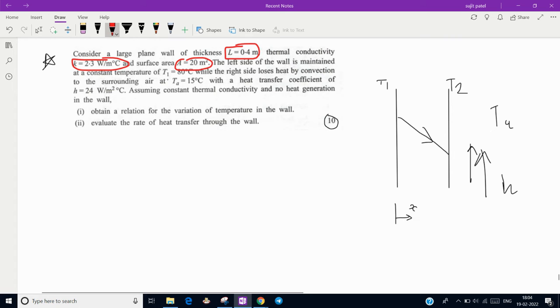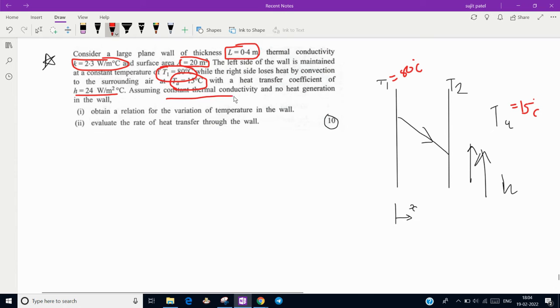The left side of the wall is maintained at constant temperature 80 degrees Celsius. Area 20 meters square, T1 is equal to 80 degrees Celsius, and the right side of the face loses heat by convection, and atmospheric temperature is 15 degrees Celsius, TA. So T1 is given as 80 degrees Celsius, atmospheric air is given as 15 degrees Celsius, with heat transfer coefficient h equal to 24 watt per meter square degree Celsius.